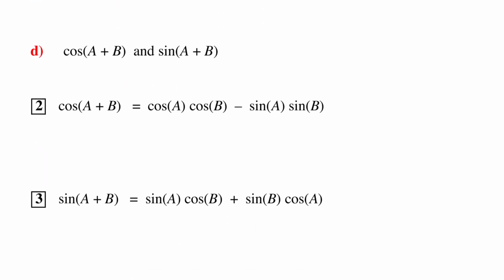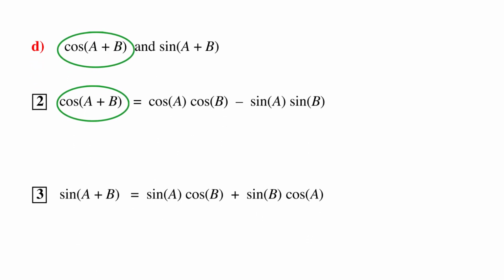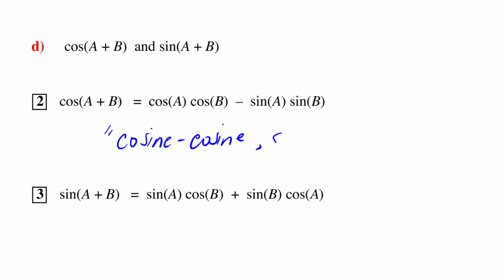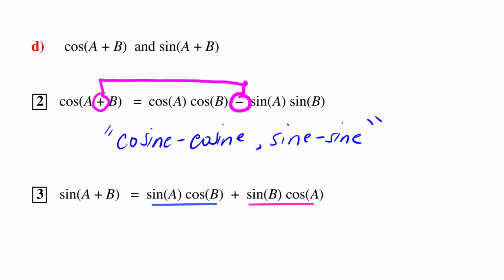Now let's compare the cosine of a sum with the sine of a sum. Cosine of A plus B can be thought of as cosine cosine, sine sine. The sine, though, is sine cosine, and then sine cosine again, sine A cosine B plus sine B cosine A. The cosine has a plus inside but a minus outside, whereas the sine has a plus inside and a plus outside.